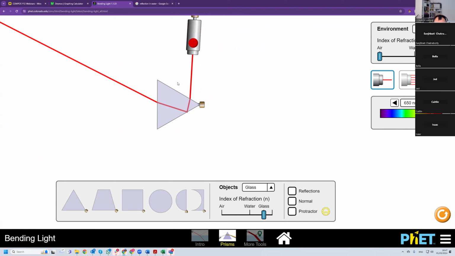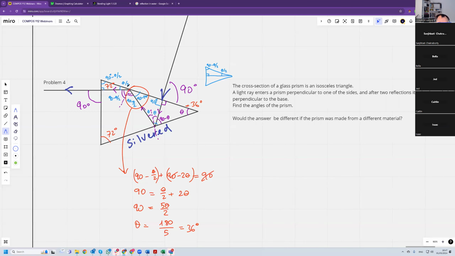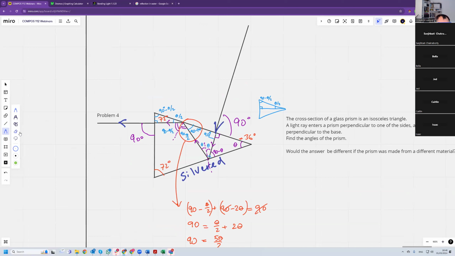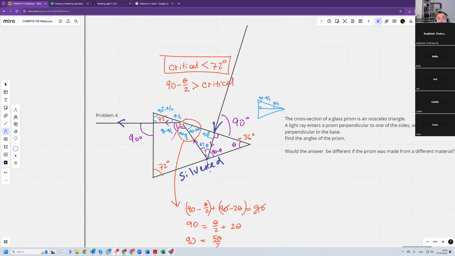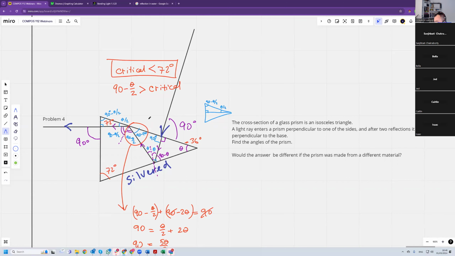Now at the second one, it might not reflect. So basically, what I'm saying is that 90 minus theta over 2 must be greater than the critical angle. And theta over 2, that's 72. So basically, the critical angle must be less than 72 degrees. So this only works if the critical angle is less than 72 degrees, which is not a problem usually.